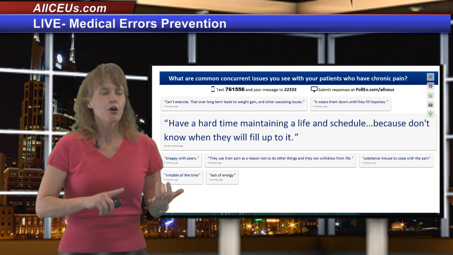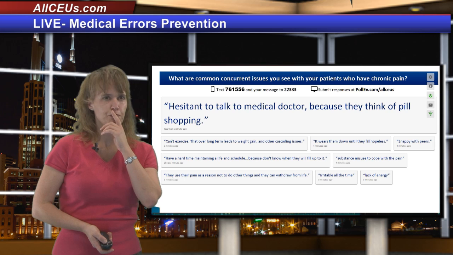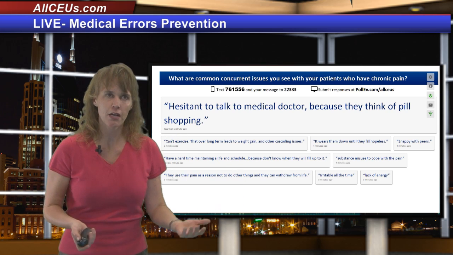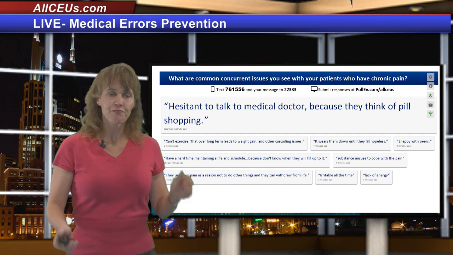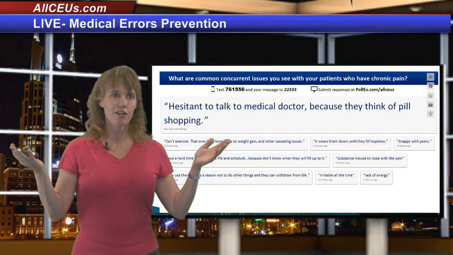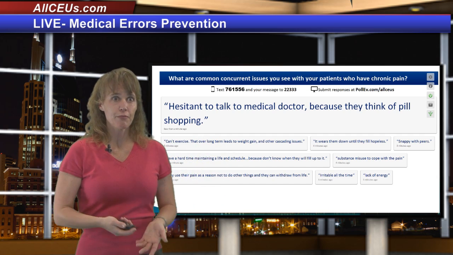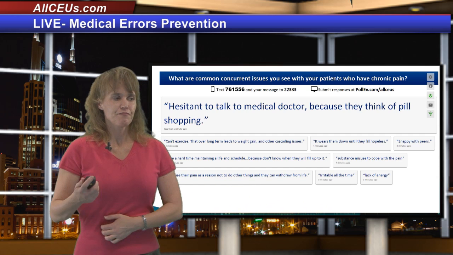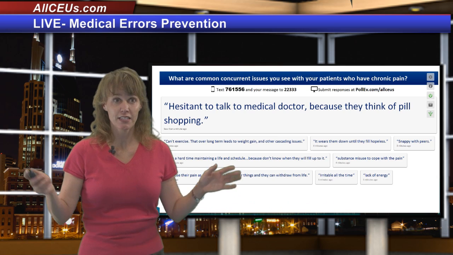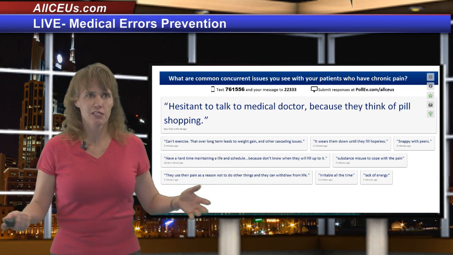Okay, so helping people figure out what's worked to help them feel better in the past. Hesitant to talk to medical doctors because they think people are pill shopping. Oh my gosh, let me tell you. When we were in Florida, which unfortunately is now thought of as the pill capital of the world, you could get reasonable amounts of medication, like 30 pills of a muscle relaxant or something, and the doctor wouldn't freak out if you were doing it, you know, once every 6 months.